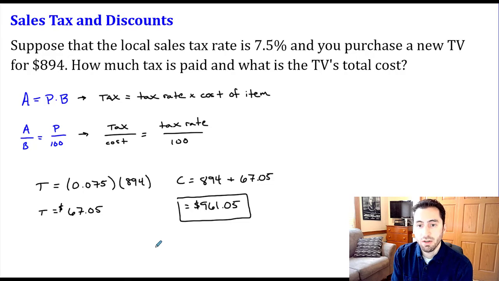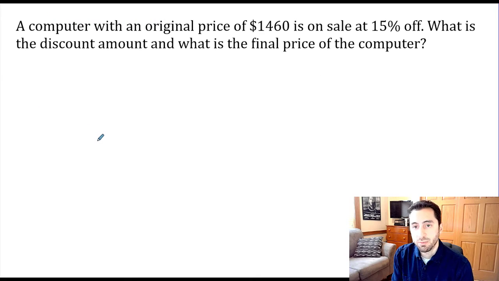Now, let's take a look at our second problem, where we're going to be looking at a discount. This is almost the same process, but now instead of adding that on after we find out the amount, we're actually going to subtract it for the discount. So this says a computer with an original price of $1,460 is on sale at 15% off. What is the discount amount and what is the final price of the computer?